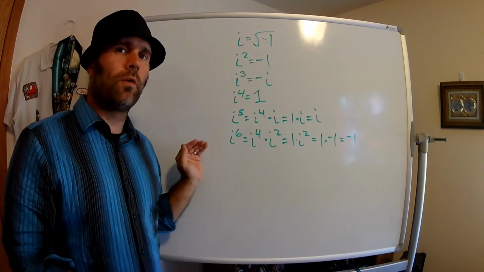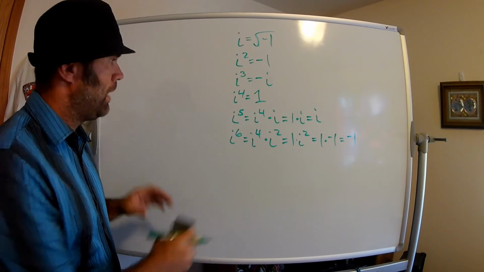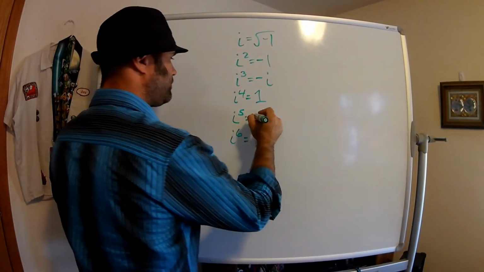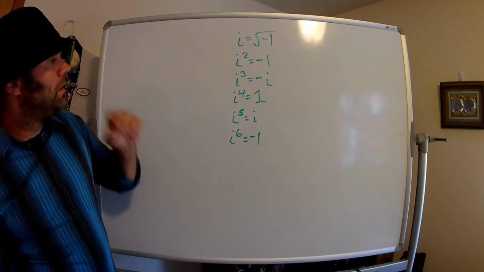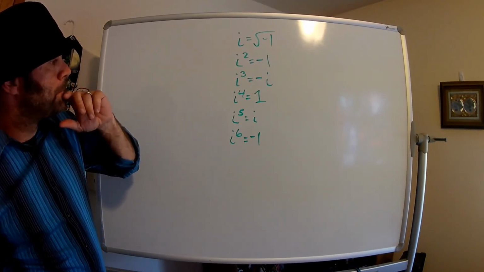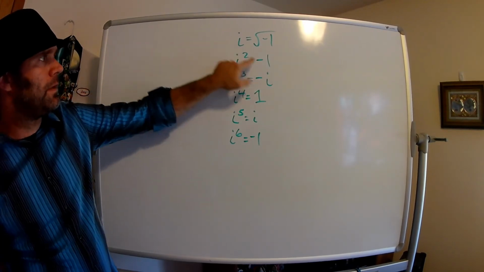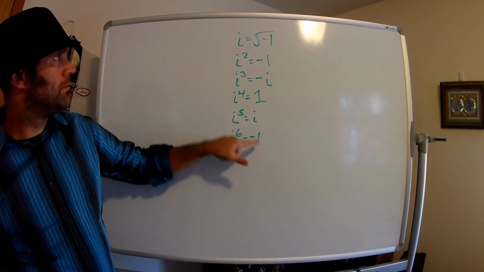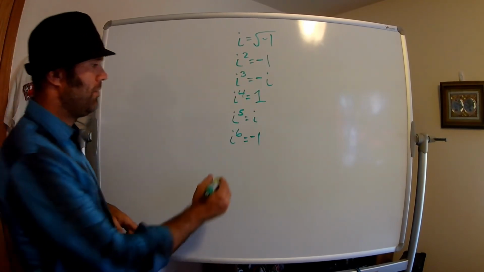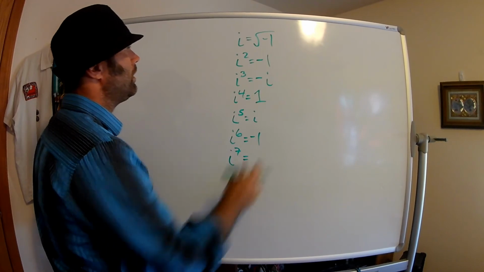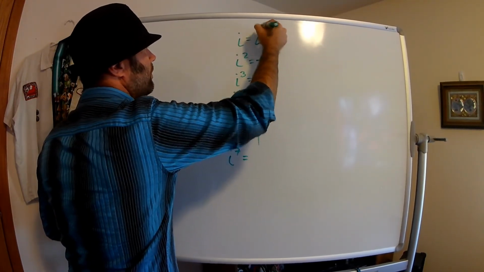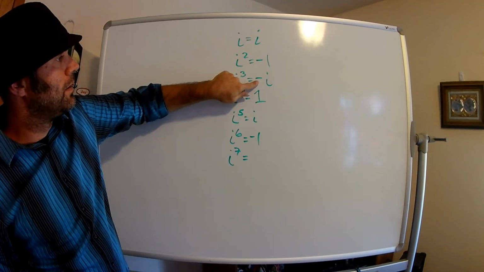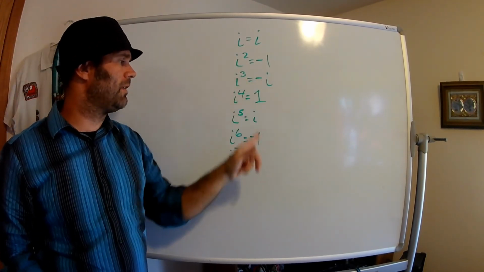Again, I'm going to simplify it down, so if you want to write these notes down, go ahead and do that. But I'm going to just rewrite it. i, negative 1, negative i, 1, i, negative 1. What do we think the next one's going to be? i to the 7th. We could rewrite this just to make it even more simple. We got i, negative 1, negative i, 1, i, negative 1. It's repeating, so we should guess that it is going to be negative i next.